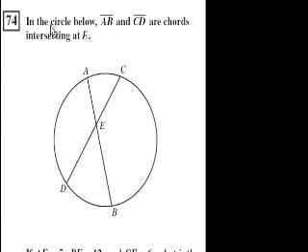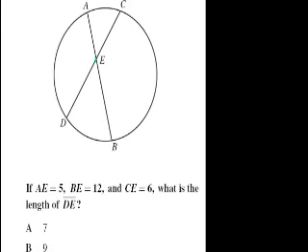Problem 74. In the circle below, AB and CD are chords intersecting at E. If AE is equal to 5, so this is equal to 5. BE is equal to 12. CE is equal to 6. What is the value of DE?